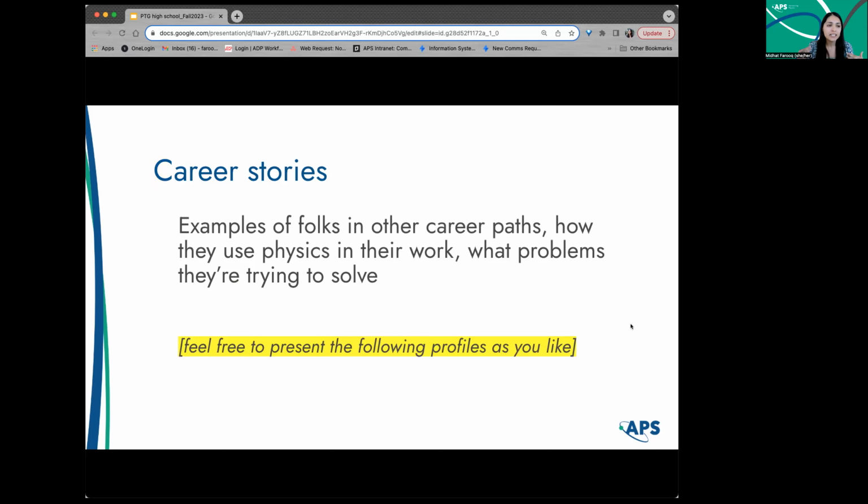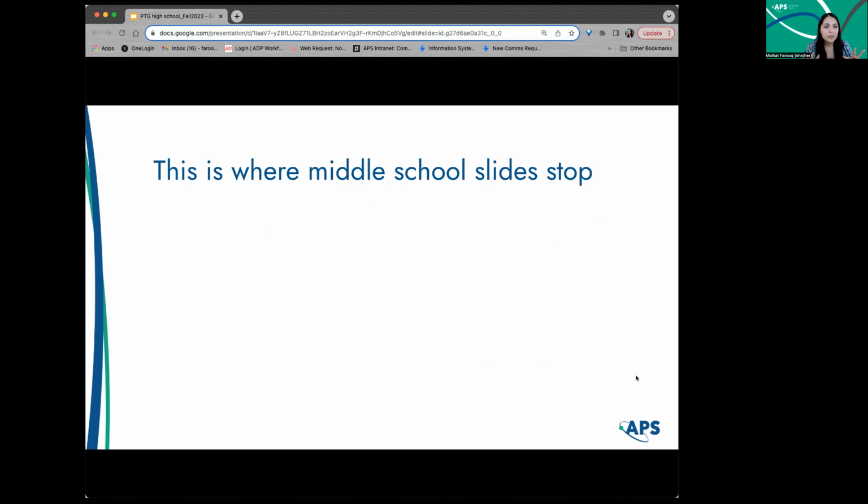So of course, we've asked you to present your own career path, but we want to make sure that these students know that there are many different career paths possible with a physics degree. So we recommend adding some more information on different types of career paths. You're welcome to add your own friends or people in your network and highlight what those career paths are, how those people use physics in their work, what problems they're trying to solve. But if you would like some examples, we've included these in the slides. So at this point is where the middle school slides stop. This is a great place for them to kind of digest the material and then start asking you questions.